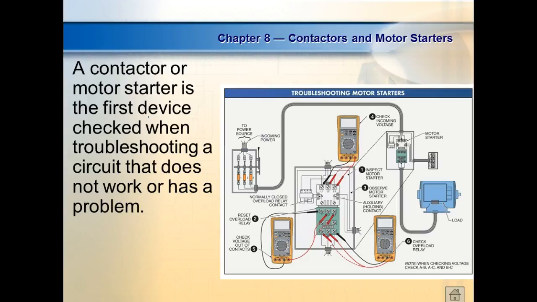Okay, so notice, here's the disconnect. They're doing the L1 side first, L1, L2, L3, and then they're doing T1, T2, T3. On these contactors that are designed to run three-phase loads, the line side is going to be labeled L1, L2, L3, and then the output side is going to be labeled T1, T2, T3. Does that make sense? Everybody okay?